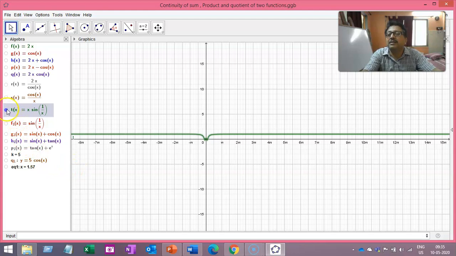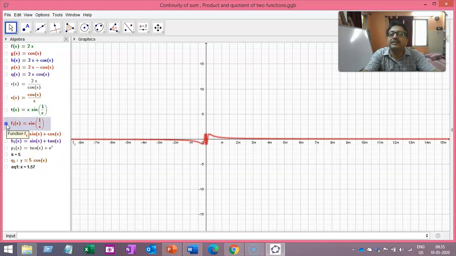But if you take only sine 1 by x, this has an oscillating value at the point x equal to 0, so it cannot have a definite limit there. Very close to 0, its value is oscillating. A limit cannot have an oscillating value; it can have a fixed value only. So the limit doesn't exist at x equal to 0. Sine 1 by x is not continuous at x equal to 0.